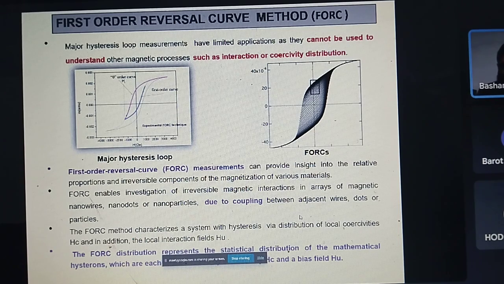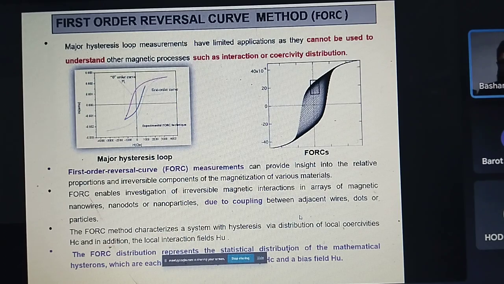It also helps us to characterize a system via distribution of local porosities. And in addition, we can also understand the local interaction fields. I will come to that. This slide gives you a brief about what this FORC method can do.